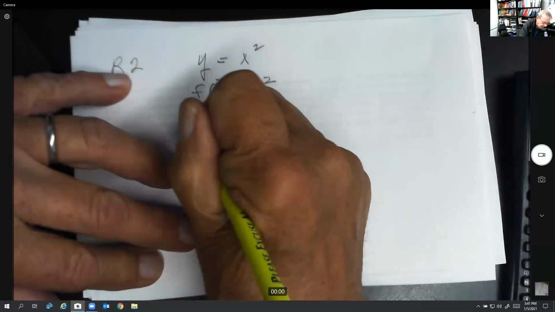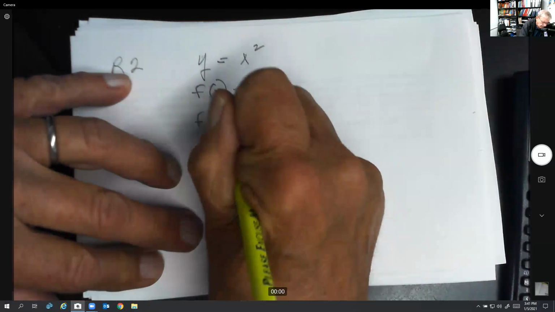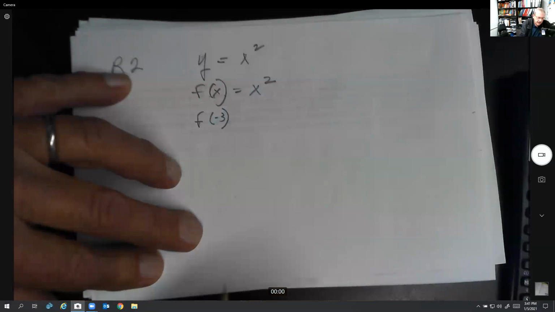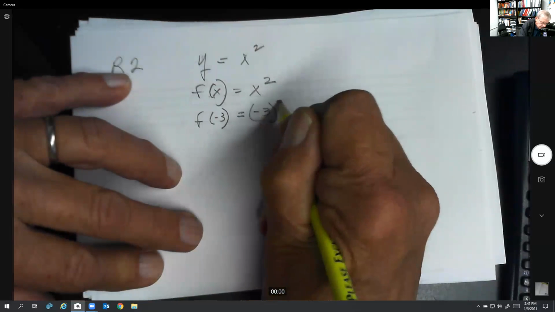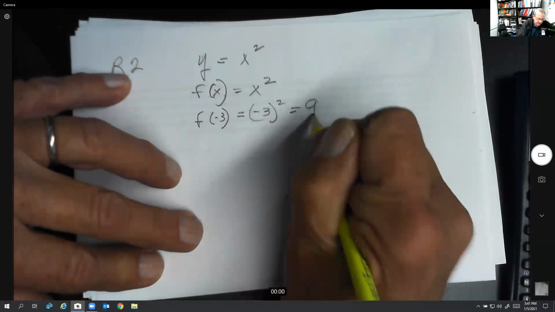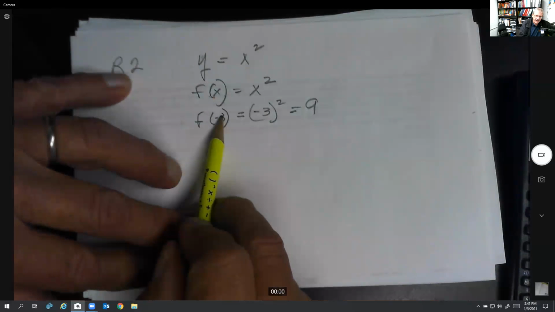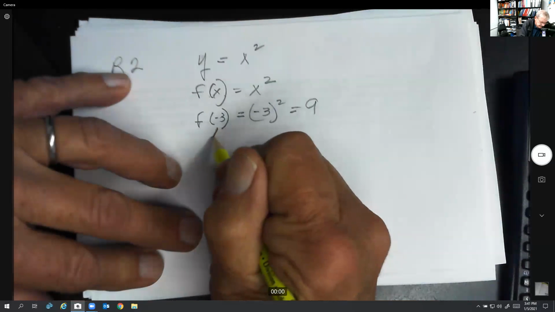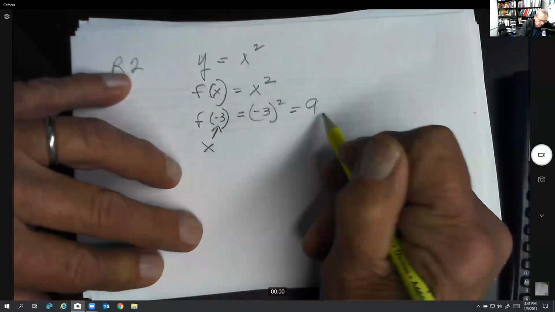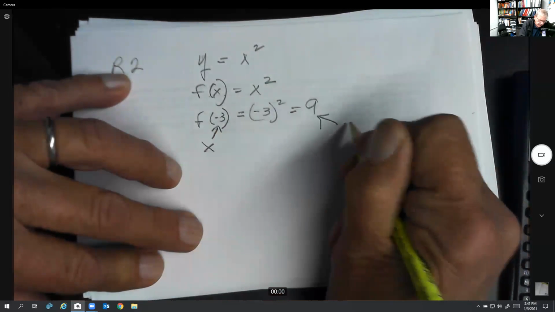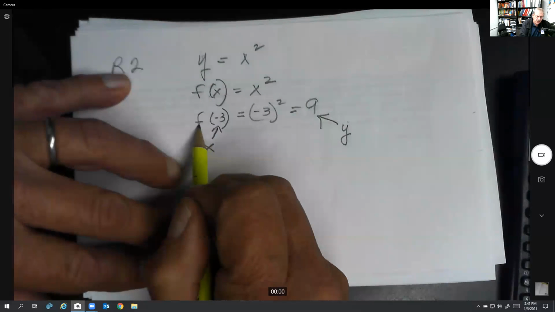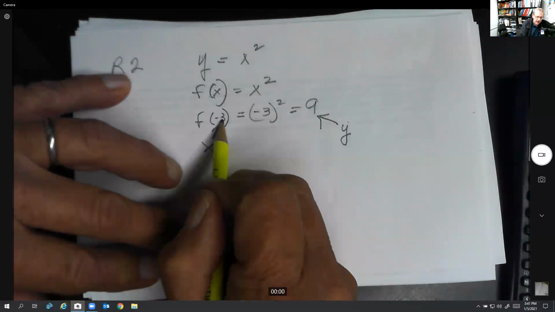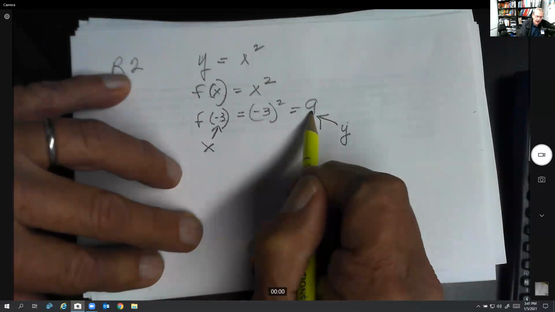Like if I want x to be -3, I put it over here, and then I can calculate it, -3 squared, which gives me 9. So I know what value I inputted for x, and I know what value I get out for y. We could say when x equals -3, y is 9.